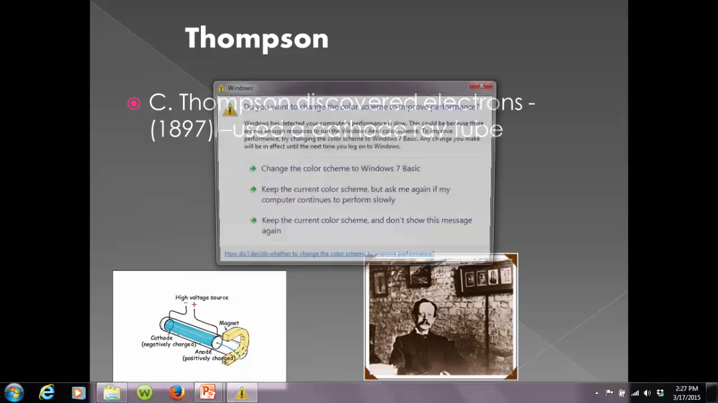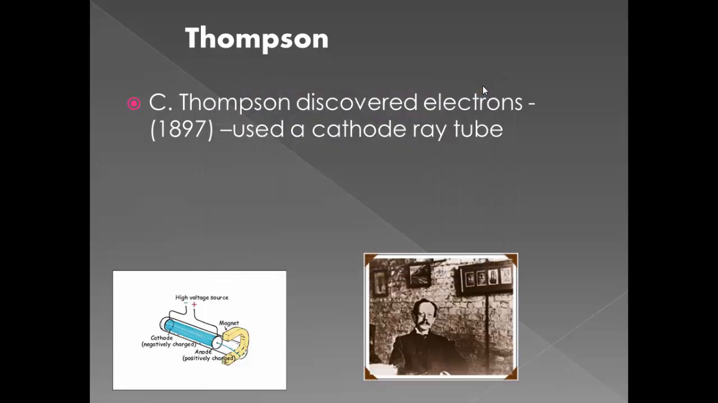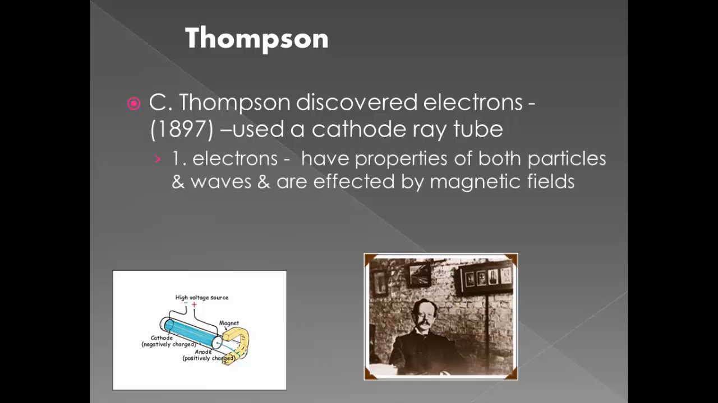So, Thomson came along and discovered the electrons in 1897, and he used the cathode ray tube setup. And he, remember, figured out that electrons have properties of both particles and waves, and they're affected by magnetic fields. There's a little diagram down in the bottom of the picture here that shows you, remember that he put a magnet up to the cathode ray tube, and it bent what was quote-unquote light, and so he realized, hey, this is not light. And he also came up with the plum pudding model of the atom.